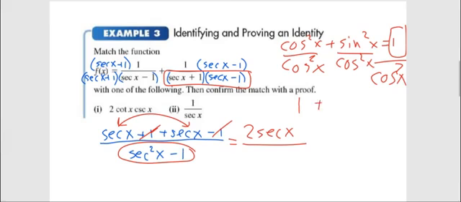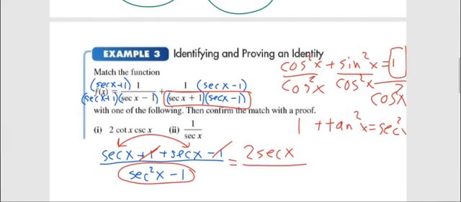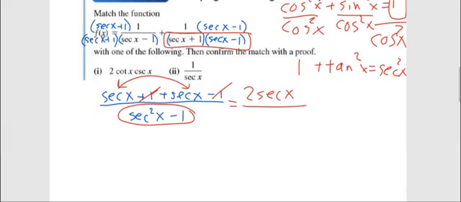So that gives me 1 plus tangent squared equals secant squared. So what is secant squared minus 1? Tangent squared, isn't it?